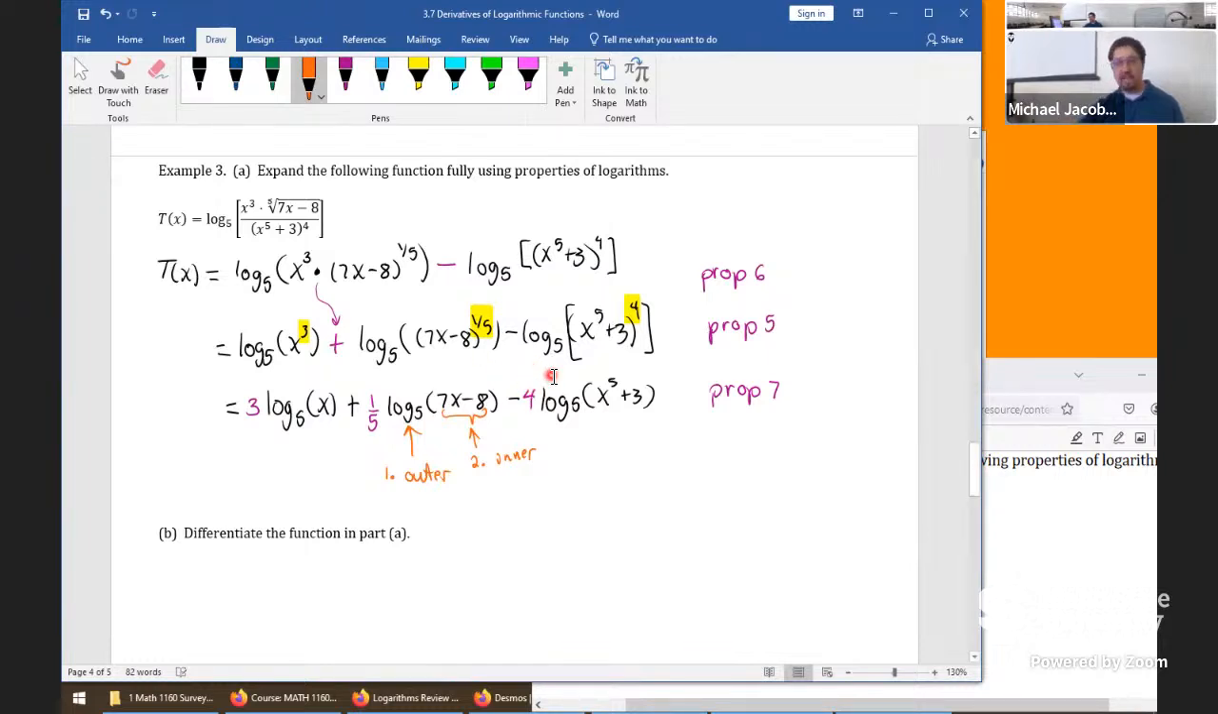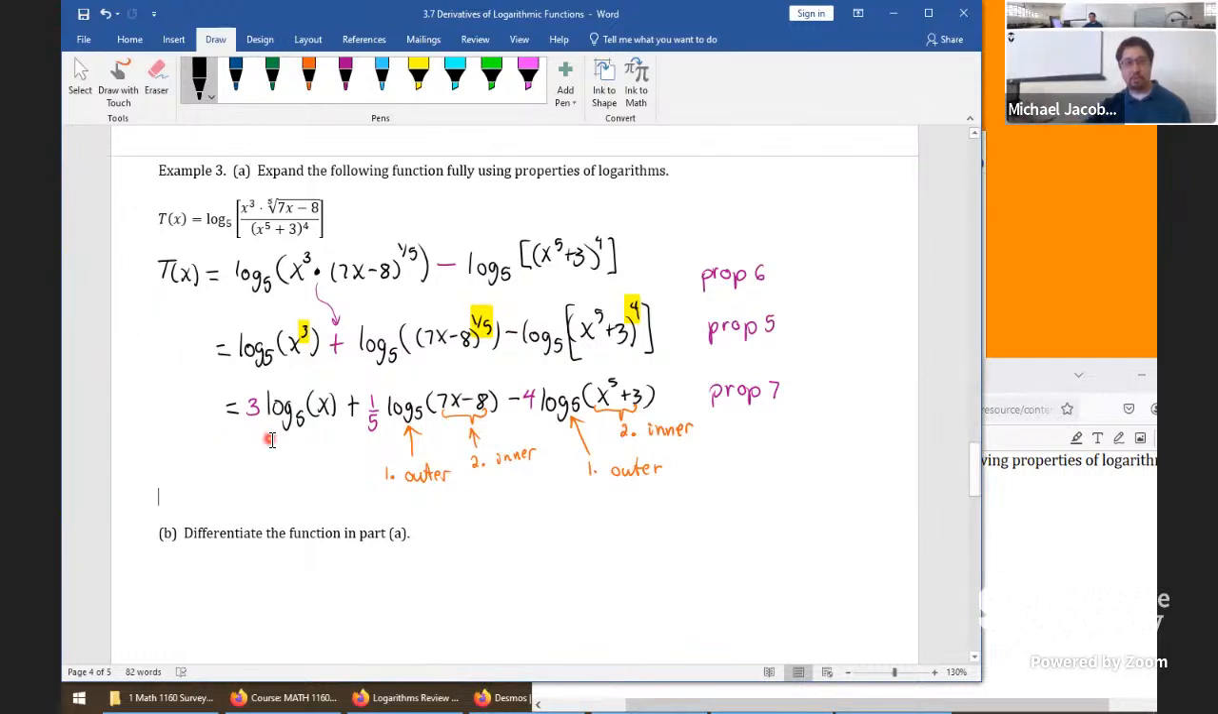And then we'll do it again. Same kind of analysis. Log base 5, that's function 1, outer. And x power 5 plus 3, that's function 2, inner. So here's our final answer.